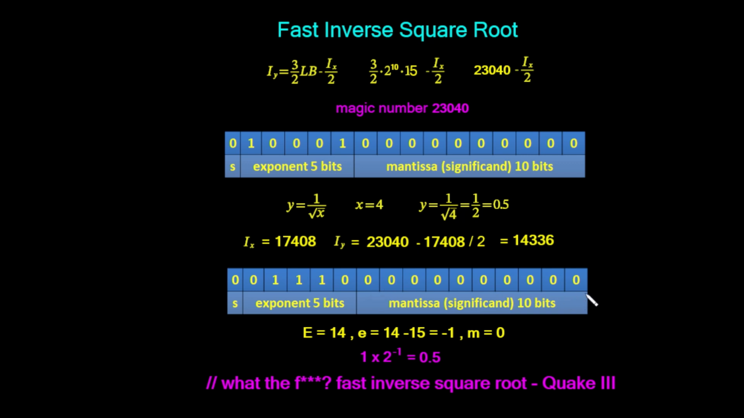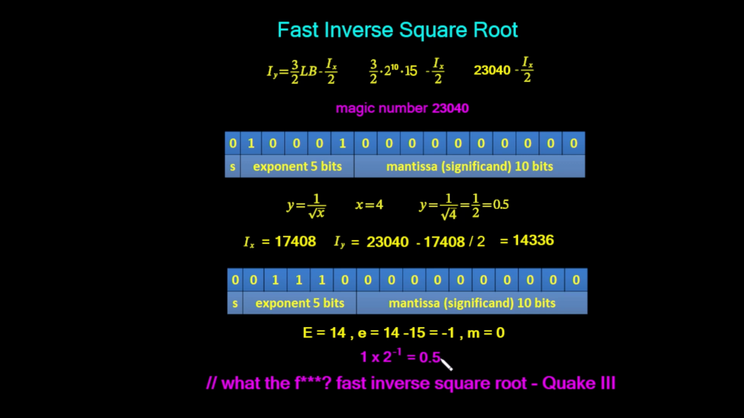Again, the mantissa is all 0. So we've got 1 plus mantissa is 1 plus 0. So that's this 1 here. So we've got 1 times 2 to the minus 1, which is 1 upon 2, which is 0.5. So you can see here that in this example, the fast inverse square root algorithm has taken the number 4 as the input, and it's given us the reciprocal of that square root. So it's given us the value of 1 upon root of 4, which is 0.5, which is the number we are looking for.